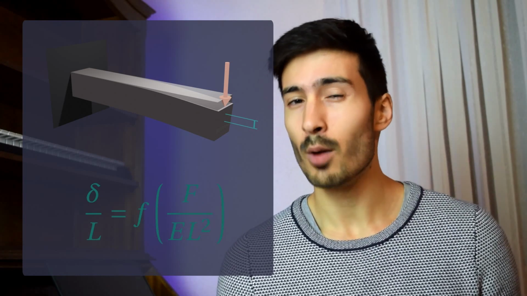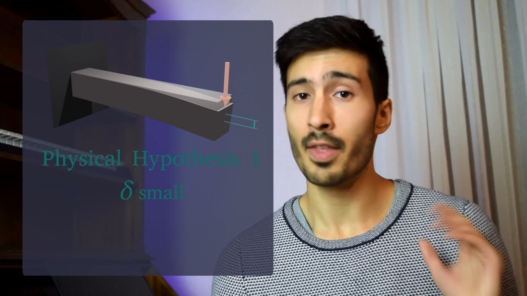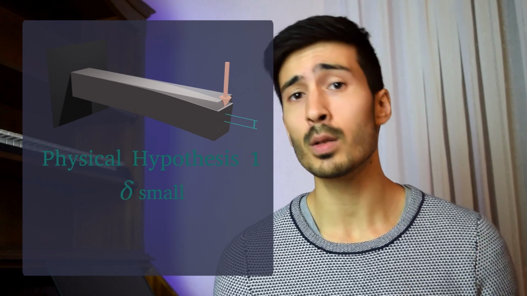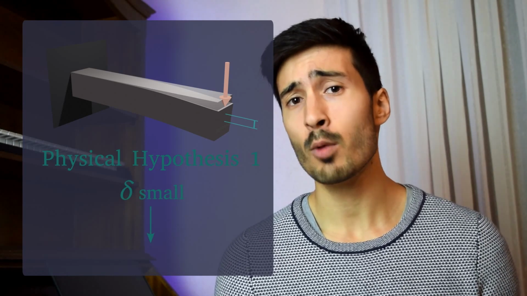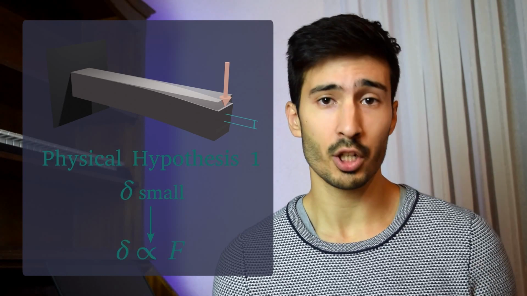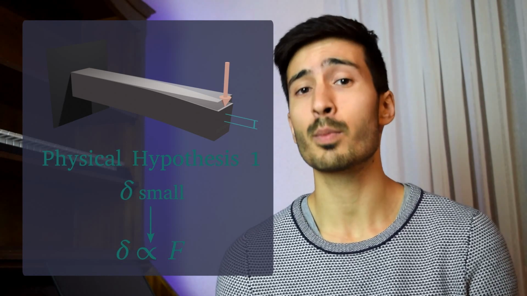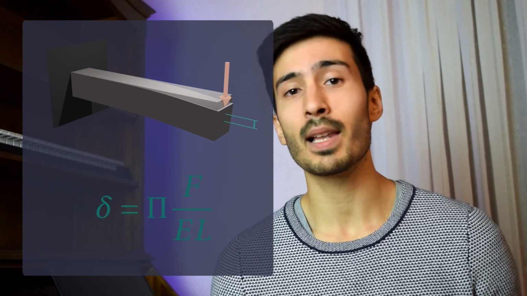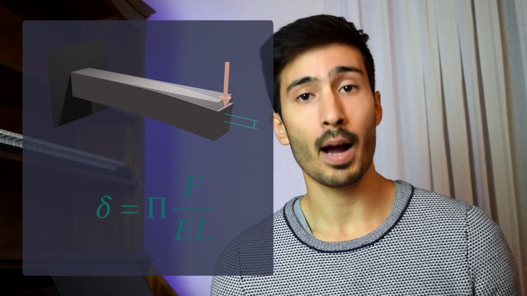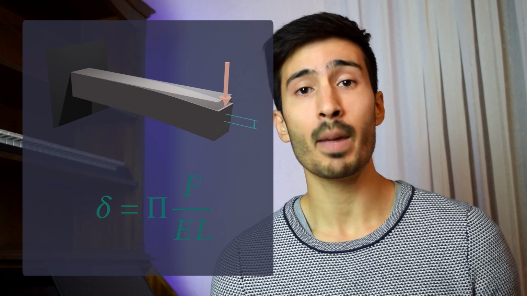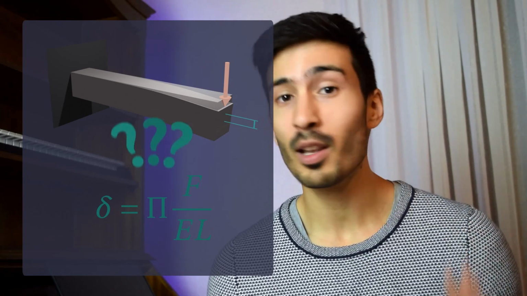So here comes our first physical assumption. If the deformation of the beam is not too large, we can assume that there will be a proportional relationship between the force and the deflection. If you think about it, that's exactly what we find in a common linear spring. Making use of our hypothesis, we can find a very simple expression for the deflection, where pi is an unknown dimensionless quantity.